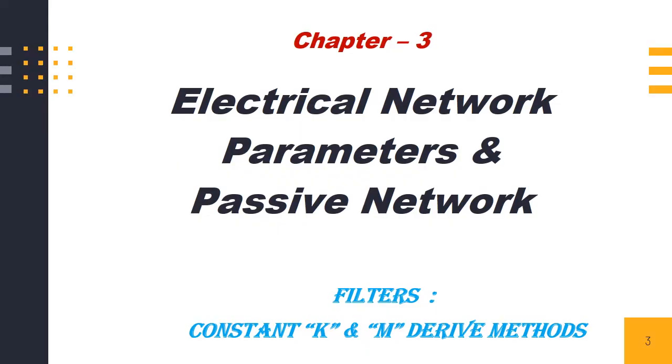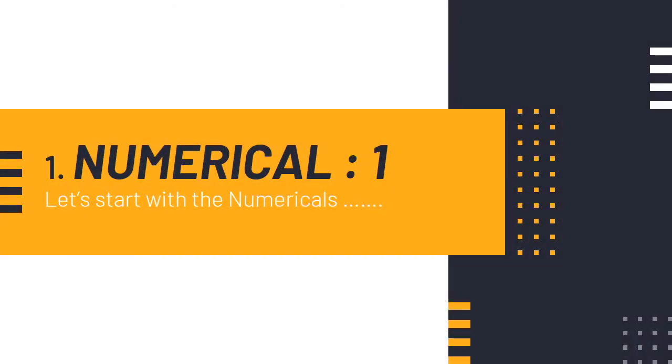So we will see the chapter of electrical network parameters and the passive network, and we will simplify the numerical on the basis of the derived method as well as the constant K. So let's see numerical number 1.